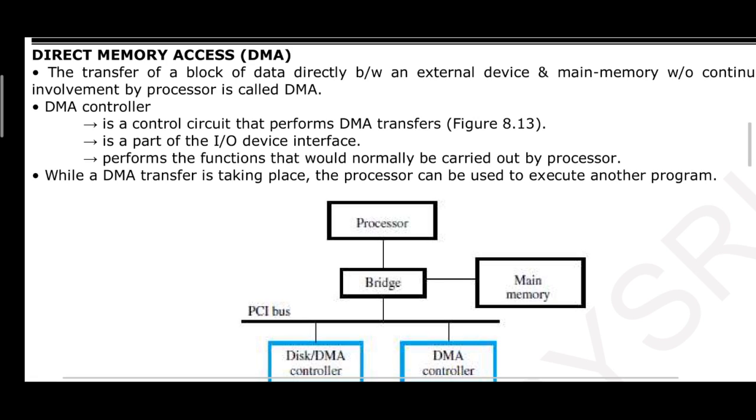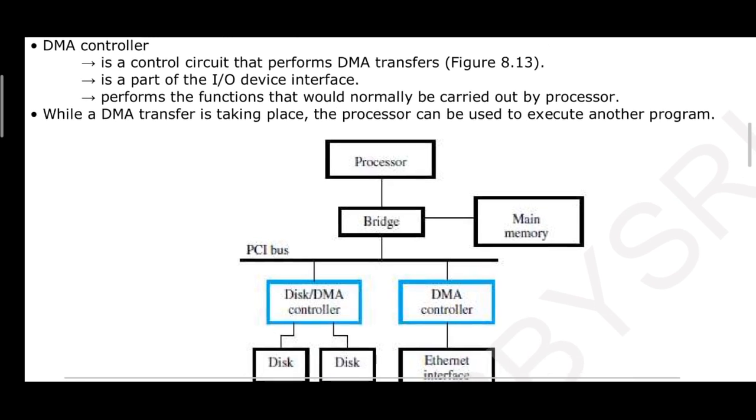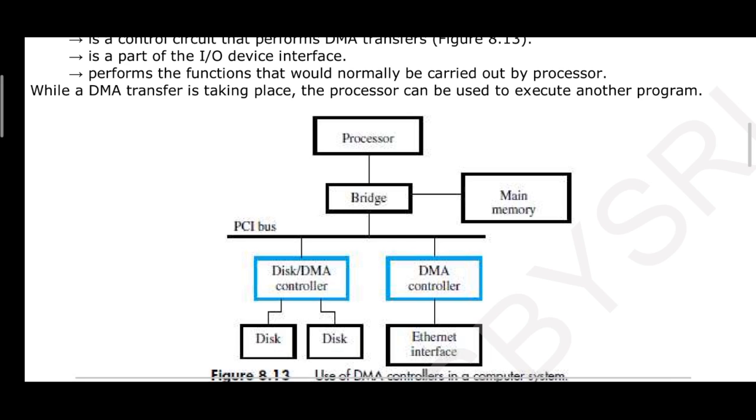DMA uses a controller circuit. A special circuit is required to perform the block transmission. Okay, and here is the diagram we have. The DMA controller is normally associated with the bus, such as the peripheral control interface, PCI. We will be discussing the PCI bus, SCSI and others later. Just keep that in mind, otherwise you can just mark it as a bus.